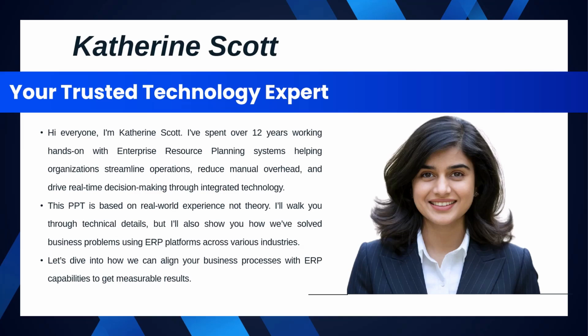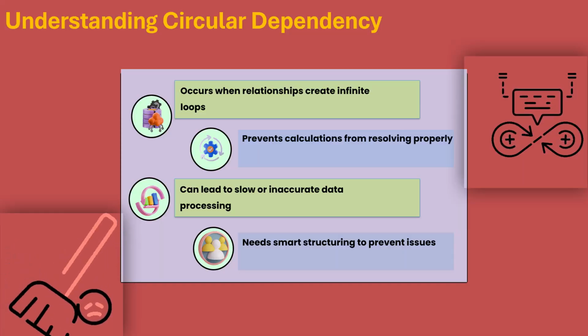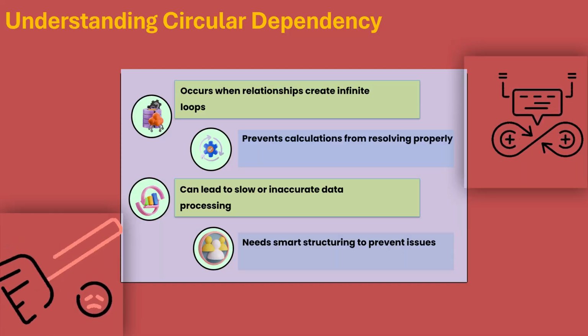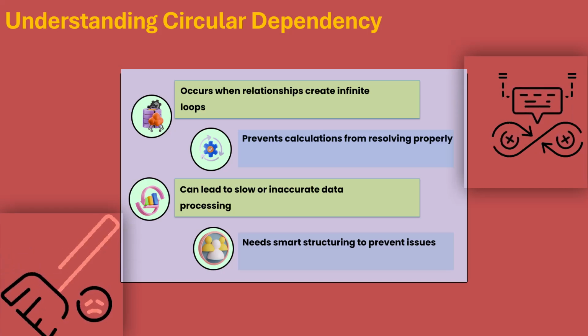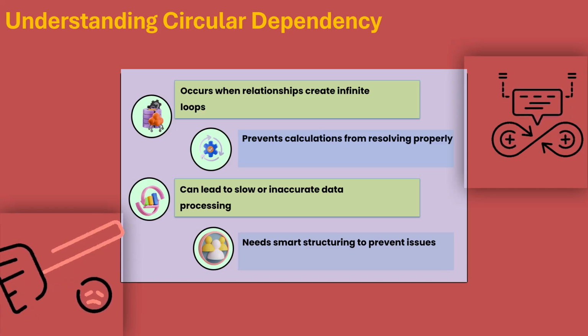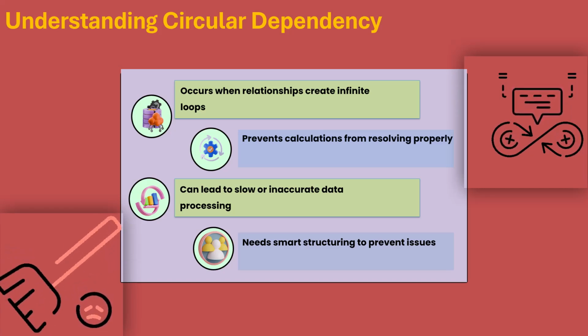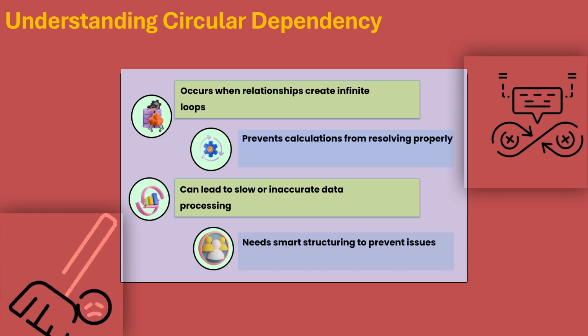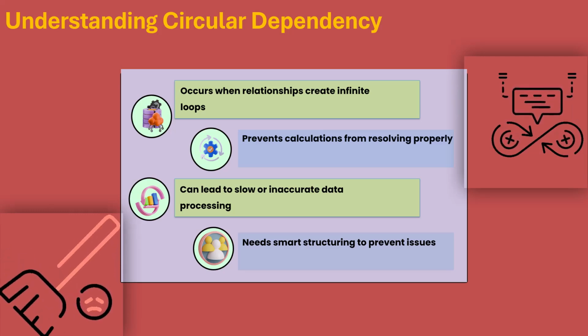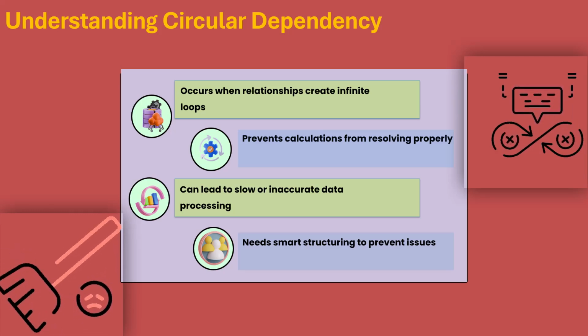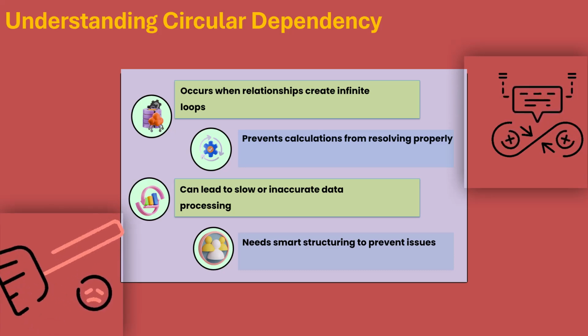a game changer. Picture a dog chasing its tail. That's circular dependency. It happens when relationships in Power BI start looping endlessly. This wreaks havoc on calculations, making them refuse to behave. It also slows down your data model like a bad Wi-Fi signal. The trick is to structure things intelligently so your model isn't chasing itself.